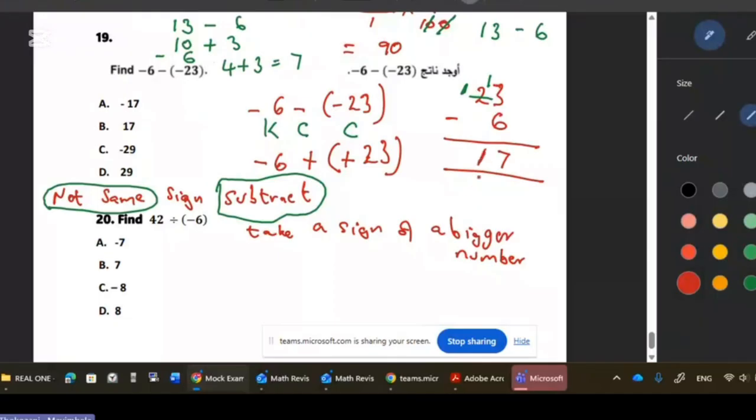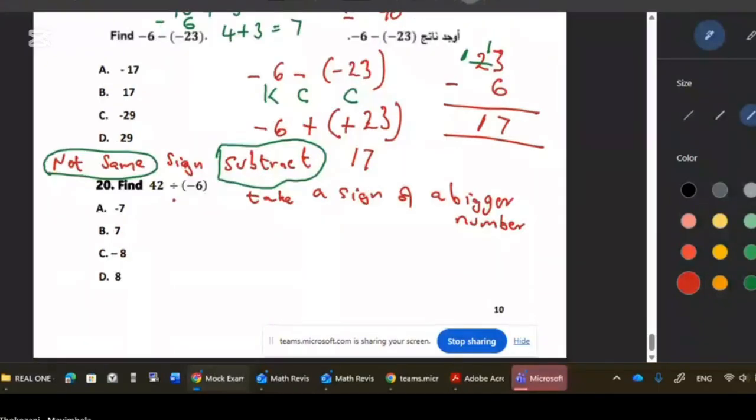So the answer is 17. Is it positive 17 or negative 17? It will be positive 17, because 23 is the biggest number there, so it is positive. 23 is positive, that's why our answer is going to be positive. So the answer here will be B.